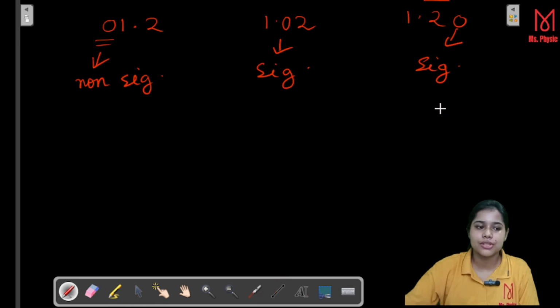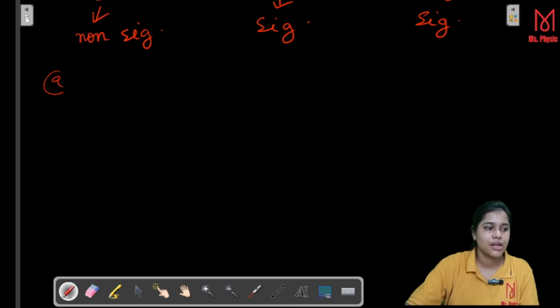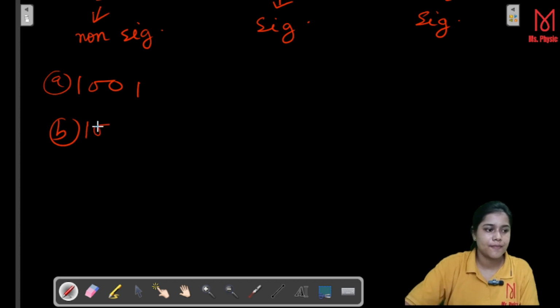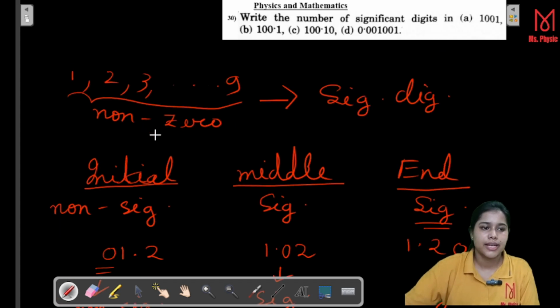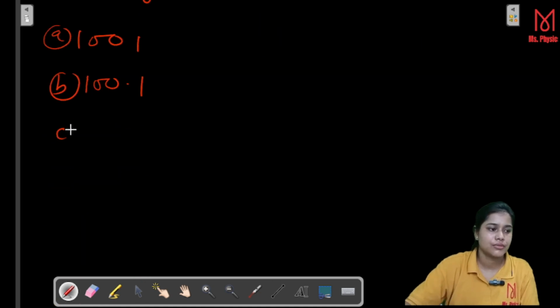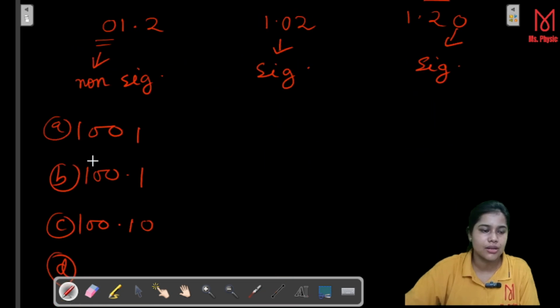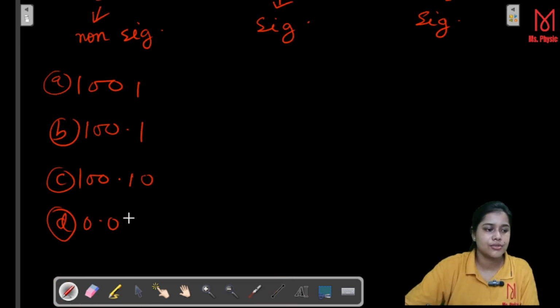Now you go to the numerical. First is 1001. Let me just write down the numbers first. 100.1, second one 100.10, and the fourth one is 0.001001. So let's start with the first one.